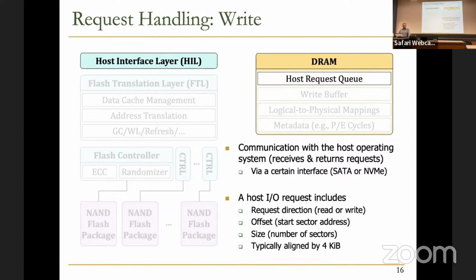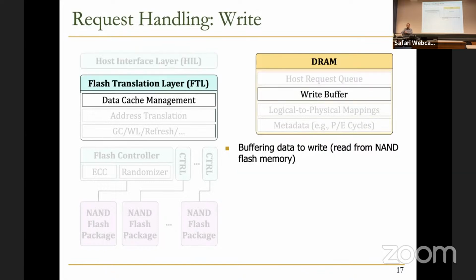Any questions about the HIL level of this write operation? Okay, good. So once we are done with HIL, then we need to get to the FTL.